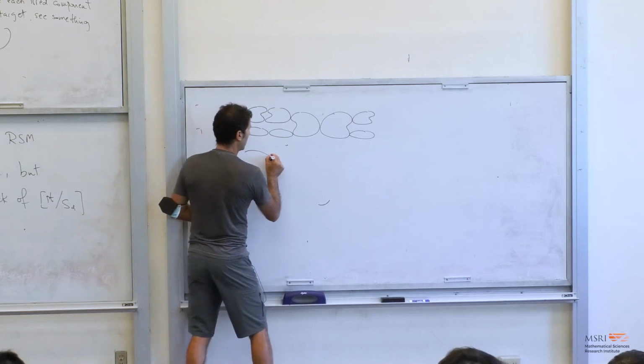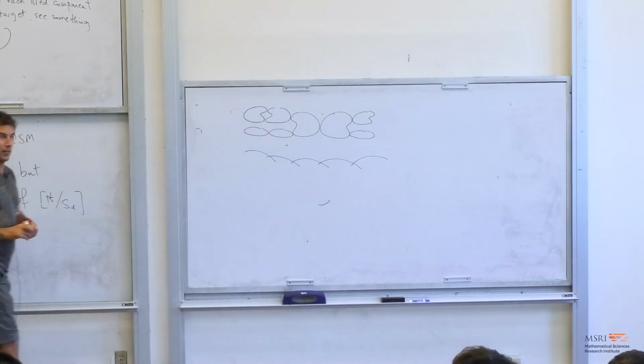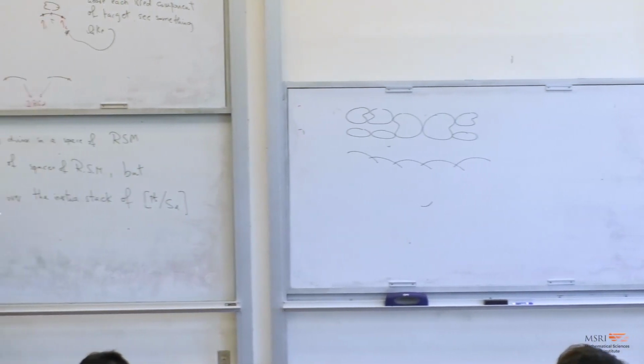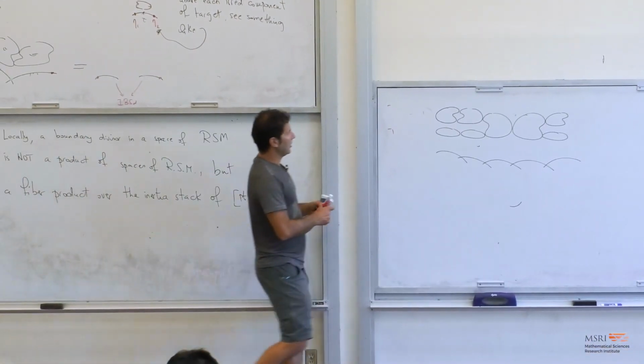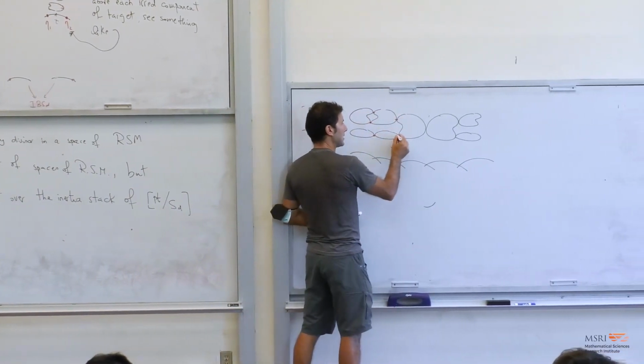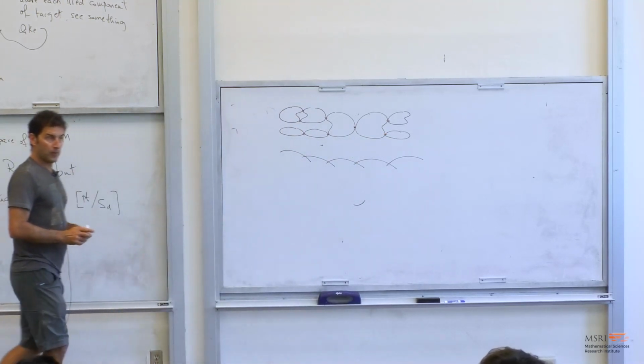Here's, for example, one of these covers, right? And the multiplicity with which you have to count this cover because of this stacky business is essentially the product of the ramification orders at each of these attaching points. Okay?